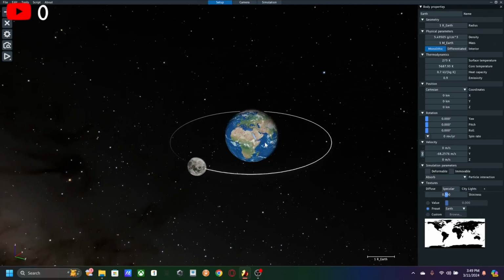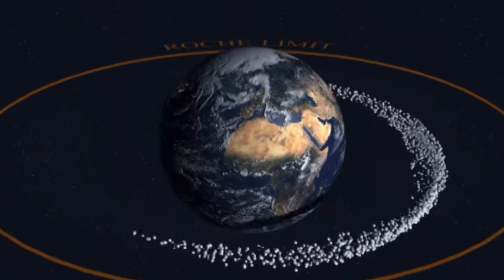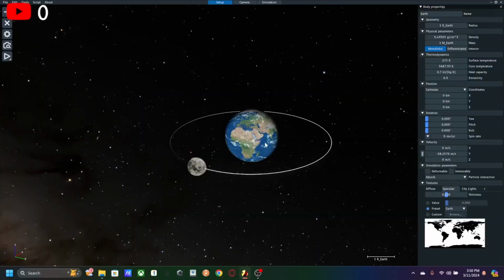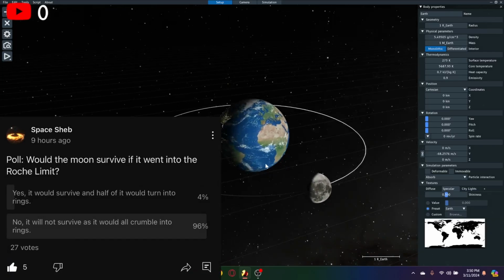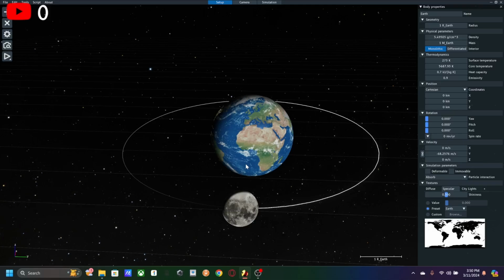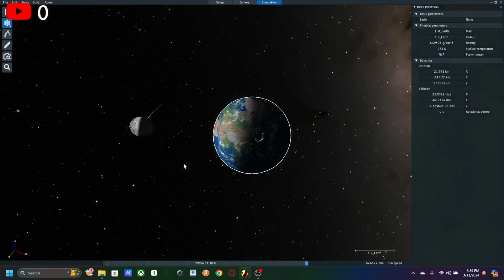Most animations, like this one, show an object like the moon crumbling and fully turning into perfectly symmetrical rings. But wait, is that really true? According to my poll, most people think it's true, but in fact it's false. So let me check my accurate simulation for the Roche limit. So this is the moon orbiting 18,000 kilometers away from the Earth, which is the Roche limit. So let's see what happens.